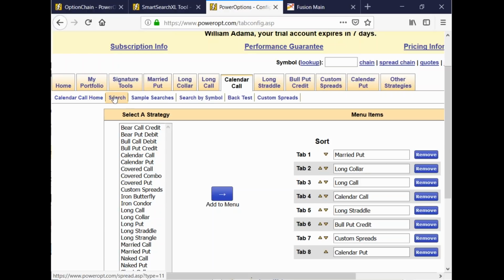It looks at both horizontals and diagonals, where the diagonal is sort of a version of a poor man's covered call. You're buying an in-the-money call, lower than the current stock price, and you're selling at or out of the money against it. All right, so let's go into search.